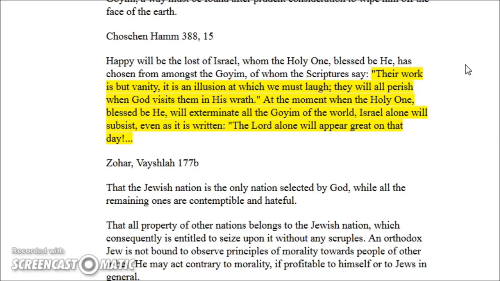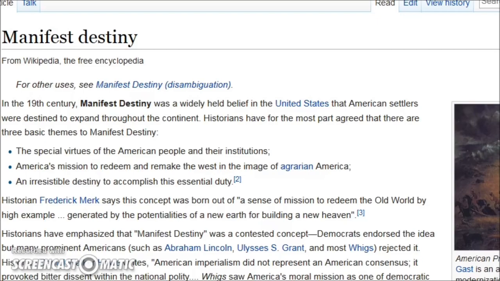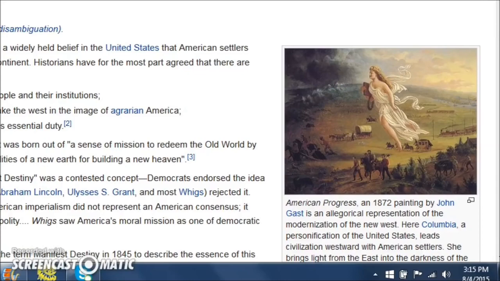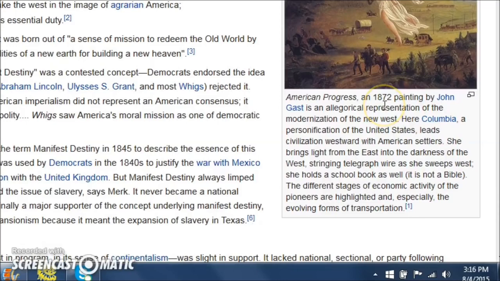So, what I want to bring your attention to and close with is Manifest Destiny. And here we see again Columbia and American Progress, printed in 1872. And note here's the stand-in for the goddess, Columbia, representing the dove or representing Mother Goddess, floating over the westward movement of the settlers coming across, the white man taking out the Native Indians, taking out the buffaloes.